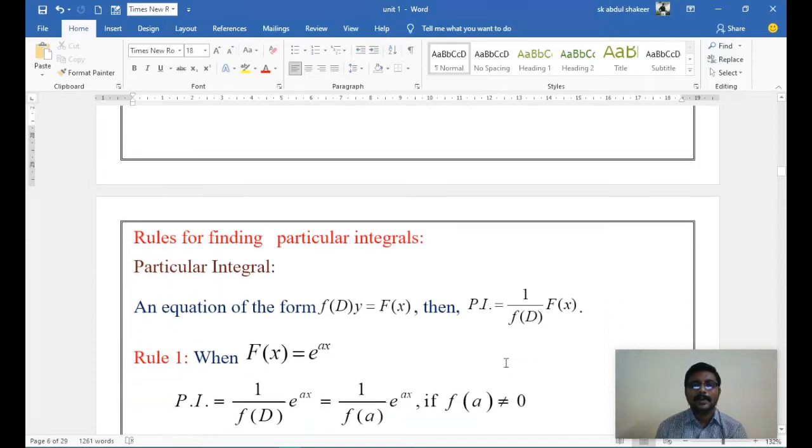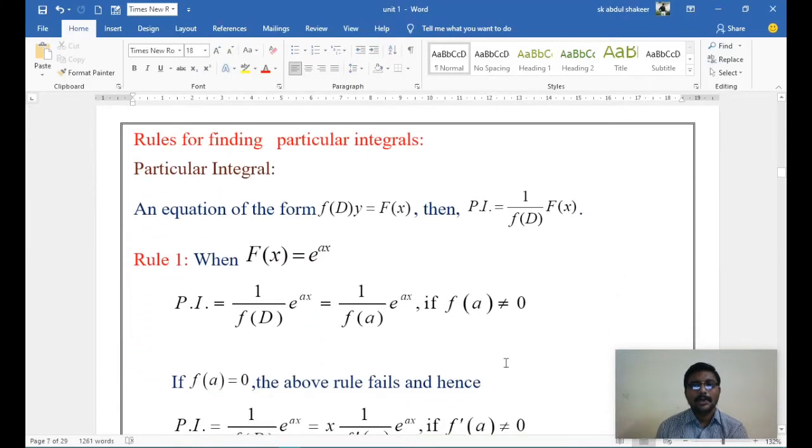Now, rules for finding particular integrals. An equation of the form f(D) y = f(x), that is a non-homogeneous differential equation, is given. Now to find the particular integral, we have the formula. PI is the short form, that is particular integral. PI is 1 by f(D) f(x). So it is the formula for particular integral.